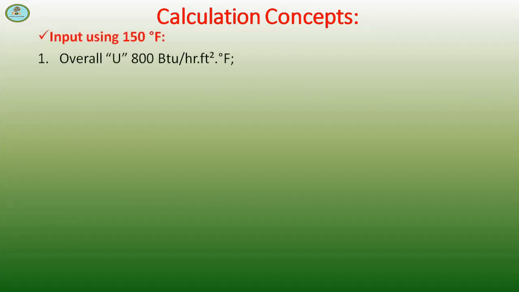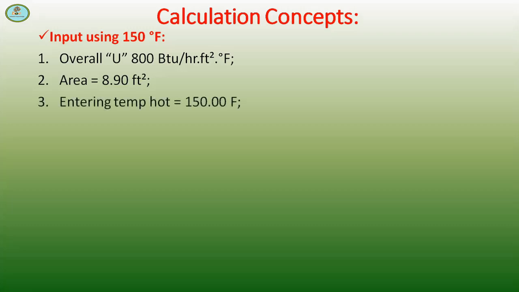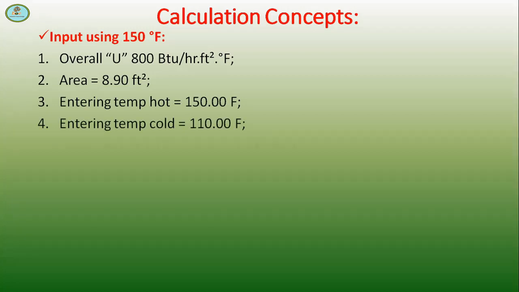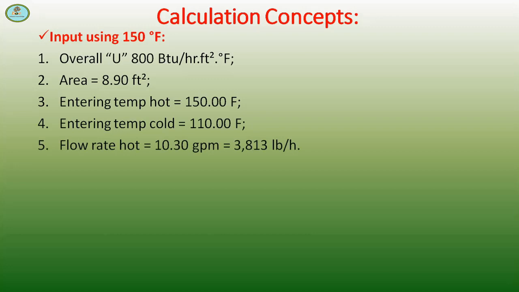Input using 150 degree Fahrenheit. So overall heat coefficient is 800 and area is 8.90 feet square. Entering hot temperature is 150 degree Fahrenheit and entering cold temperature is 110 degree Fahrenheit. Flow rate hot is 10.30 GPM. So convert in lb per hour, so 3813.